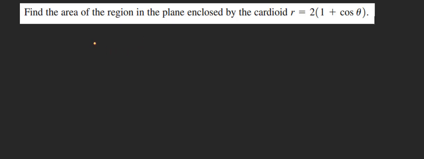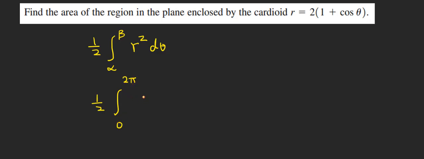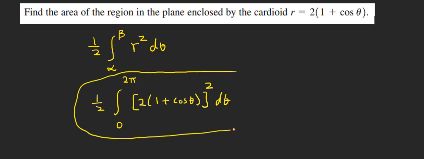Now the area of a polar curve is 1 over 2 integral from alpha to beta r squared d theta. So it will be 1 over 2. We found out that we need to go from 0 to 2 pi to get the full curve, and r is 2 times the quantity 1 plus cosine theta, and we need to square that times d theta. So this right here is your setup to find the area of a polar curve. And now we are going to use a graphing calculator to find the answer.